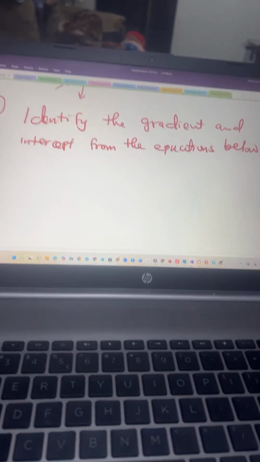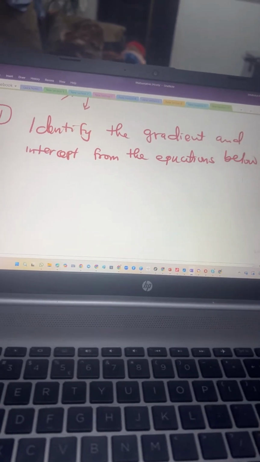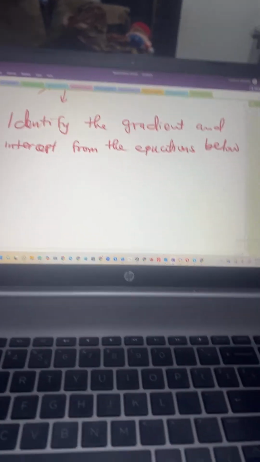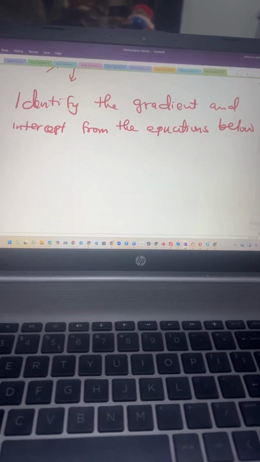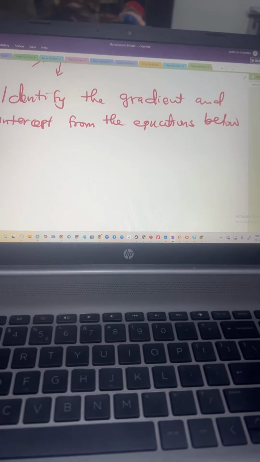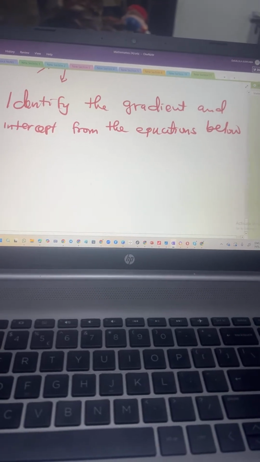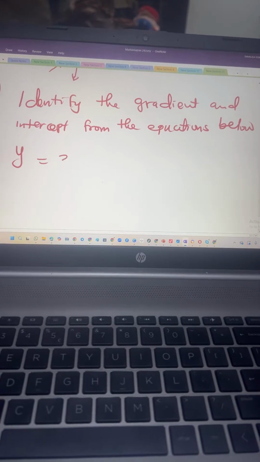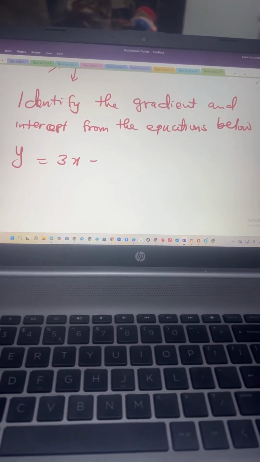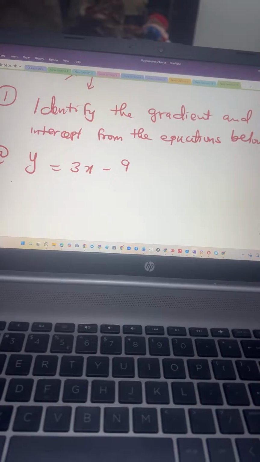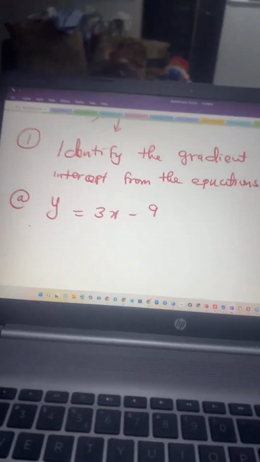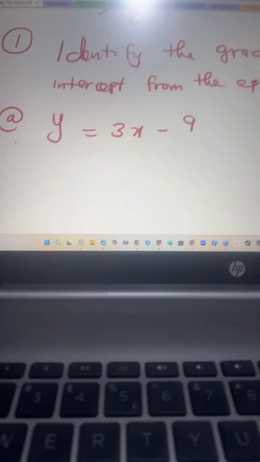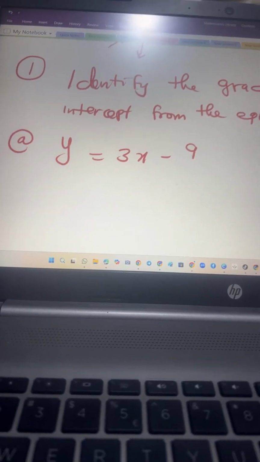On a straight line, we can find the gradient and intercept. I'm going to show you how to find the gradient and intercepts on a straight line, so it's not just for fun. Here we have y equals 3x minus 9.